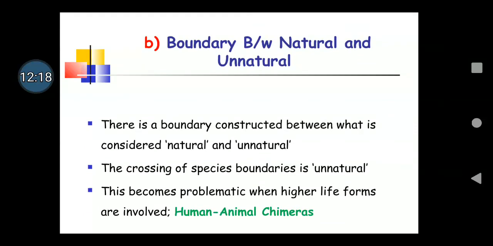What is the boundary between natural and the unnatural? There is a boundary constructed between what is considered as natural and what is unnatural. Crossing of species boundaries is unnatural. This becomes problematic when higher life forms are involved, that is, human-animal chimeras.